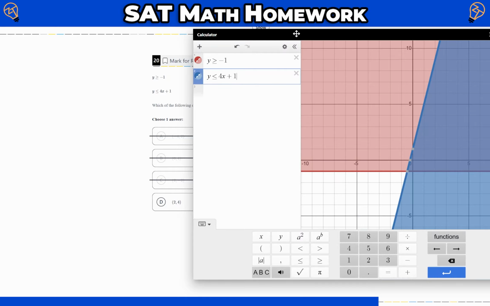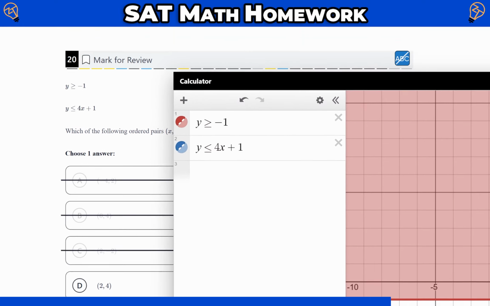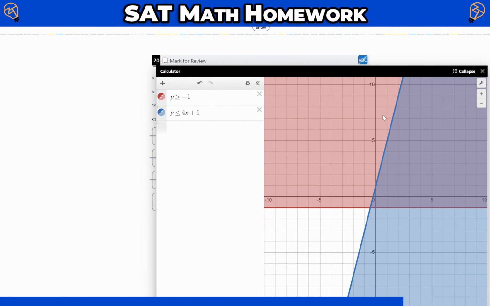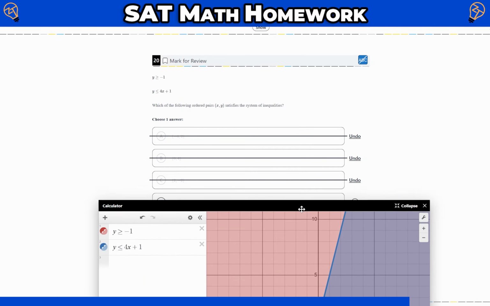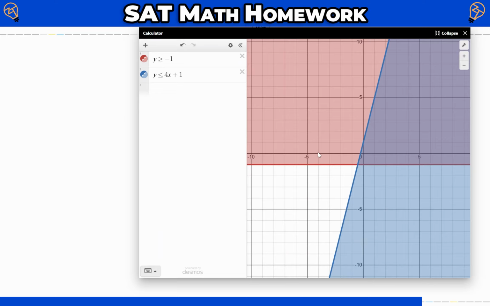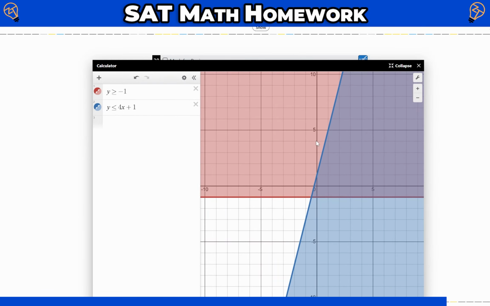And really, we're trying to find which of these ordered pairs would be in the shaded part. In other words, we're looking for this dark shading, so right here. So we'll look at all these different ordered pairs. So for example, we'll look at option A, which was -4, 2. And if you go here, -4, 2, oh, that's in the red, but not in the red and blue shading. We could look at option B, 0, 4. 0, 4 is up here. It's in the red, but it's not in the overlap.